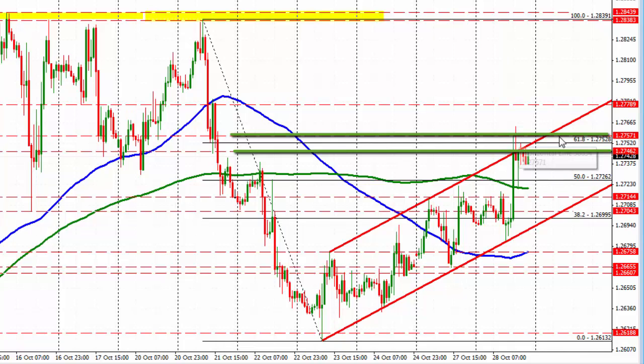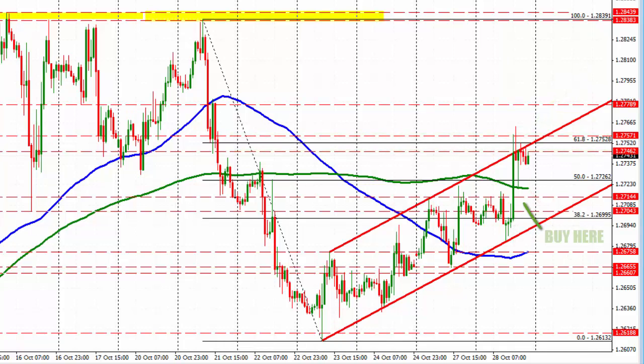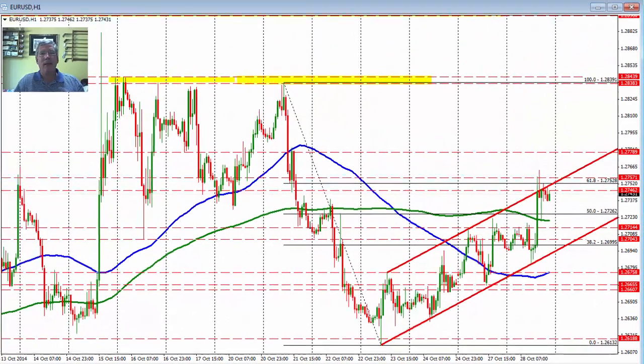So going forward, a move above the 57 would be more bullish here for the euro. A move below the 200-hour moving average would be more bearish for the euro. Look for dip buyers against the 200-hour moving average. Again, just a hunch before the FOMC. Let's take a look at the dollar versus yen next.